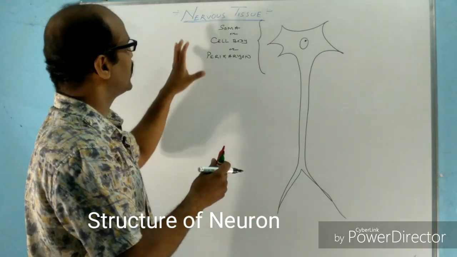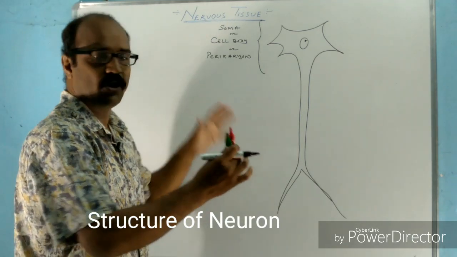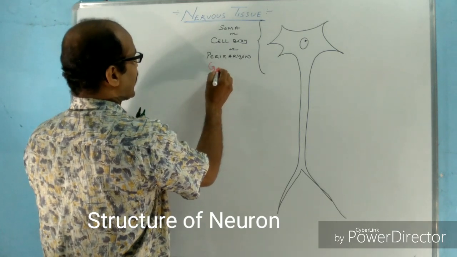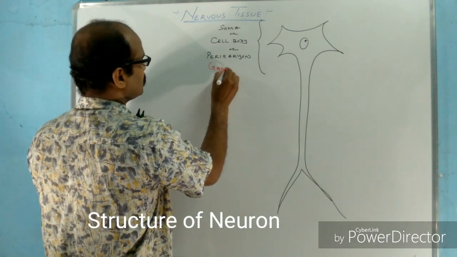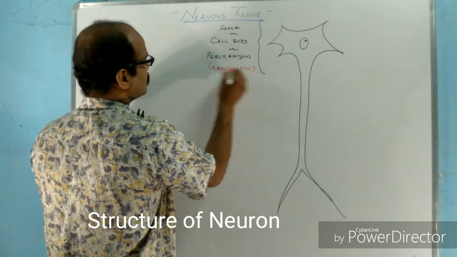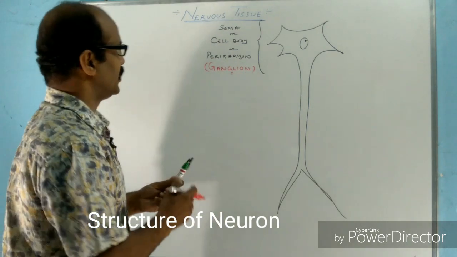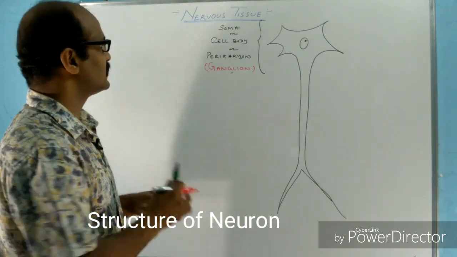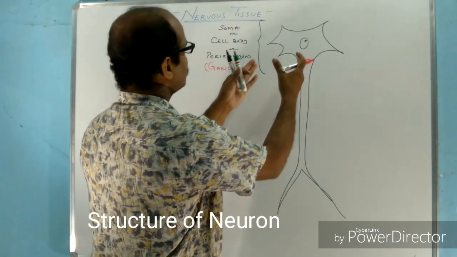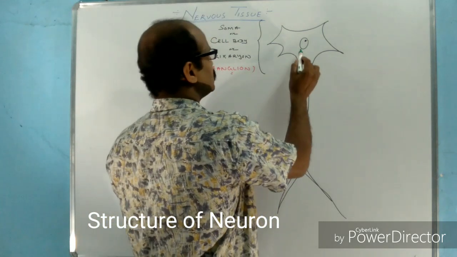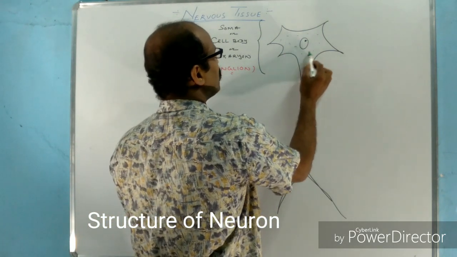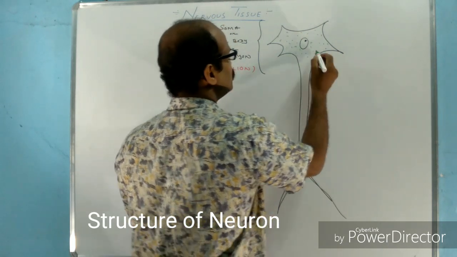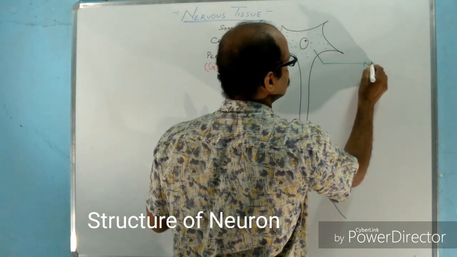Many cell bodies or perikarya form the ganglia, singular ganglion. It forms the ganglion or the ganglia in our nervous system. So this is the cyton. The cyton contains the cytoplasm. In the case of nerve cells or neurons, the cytoplasm is known as the neuroplasm.